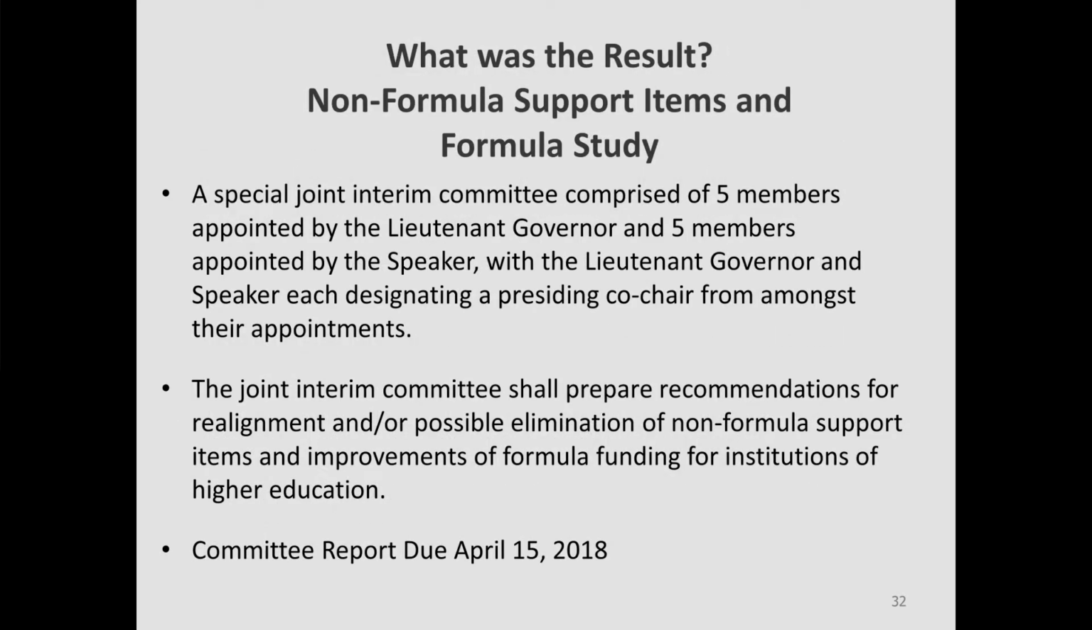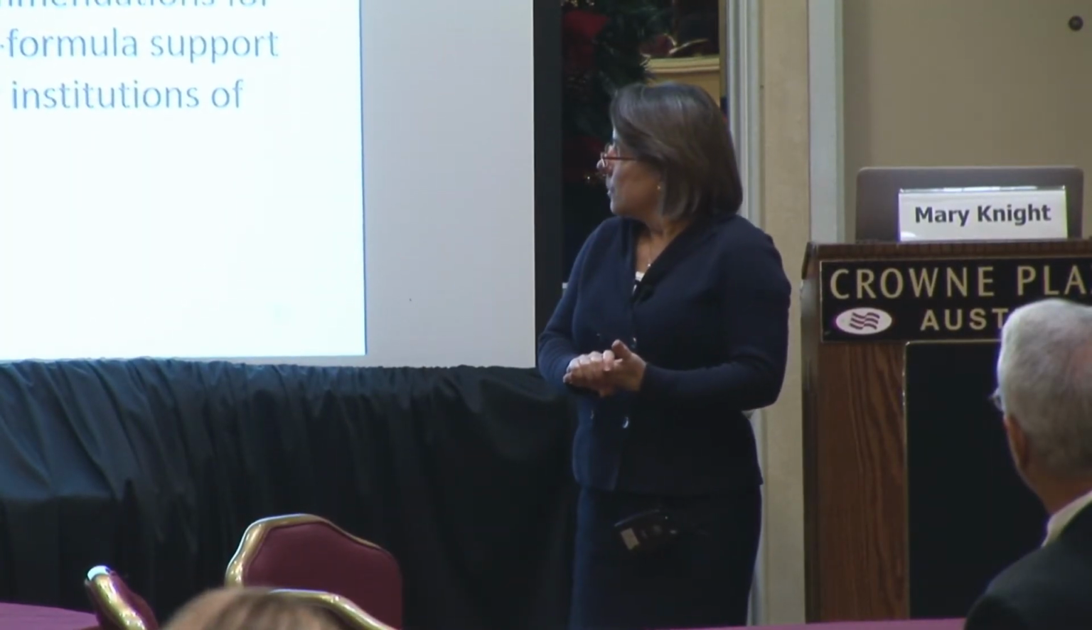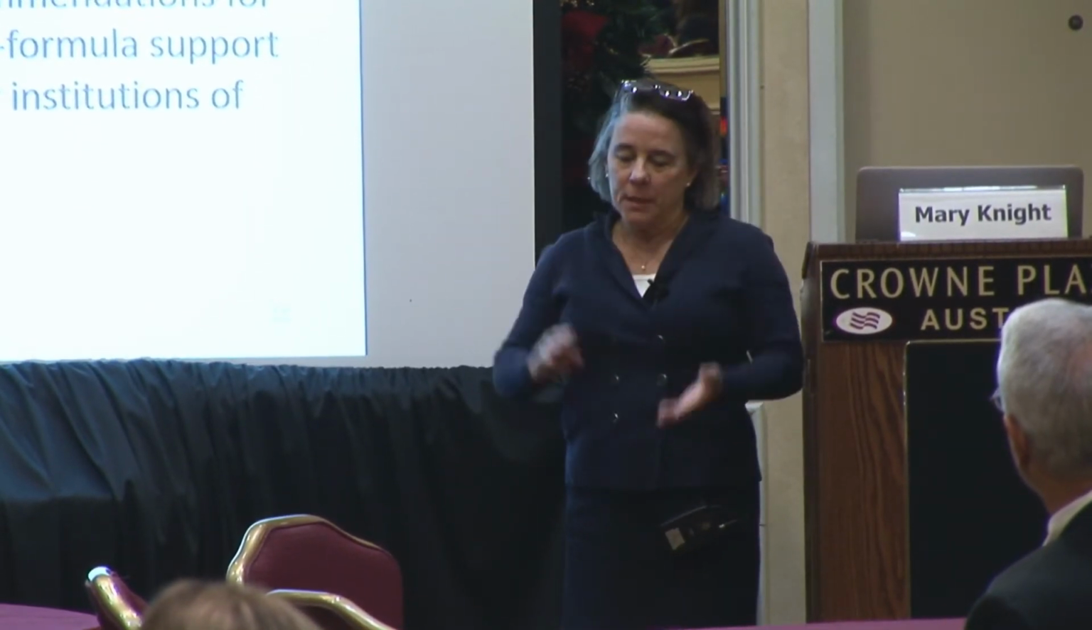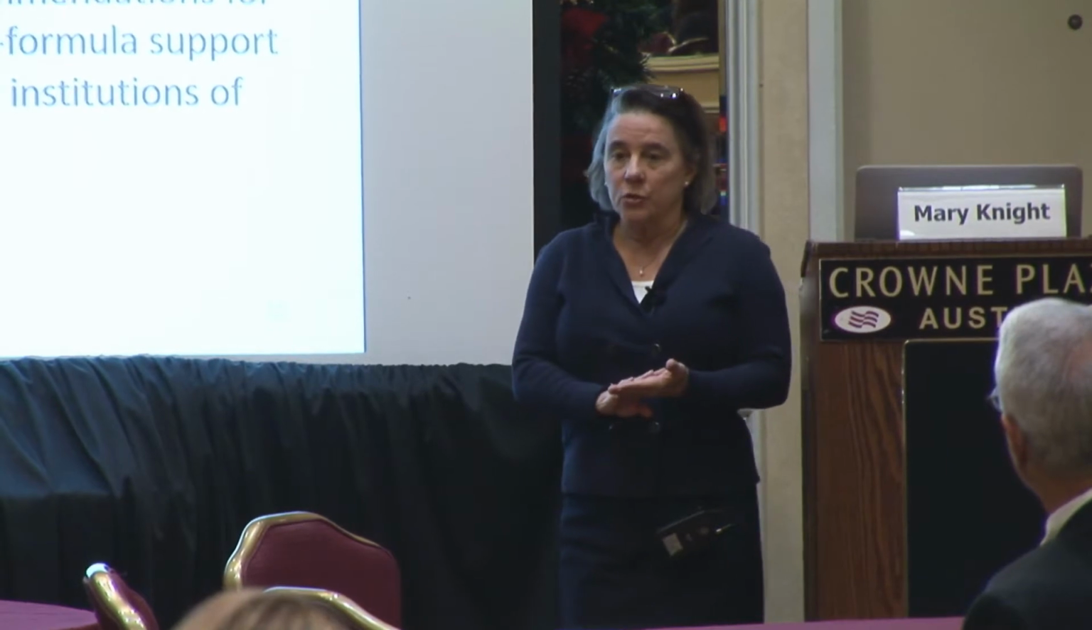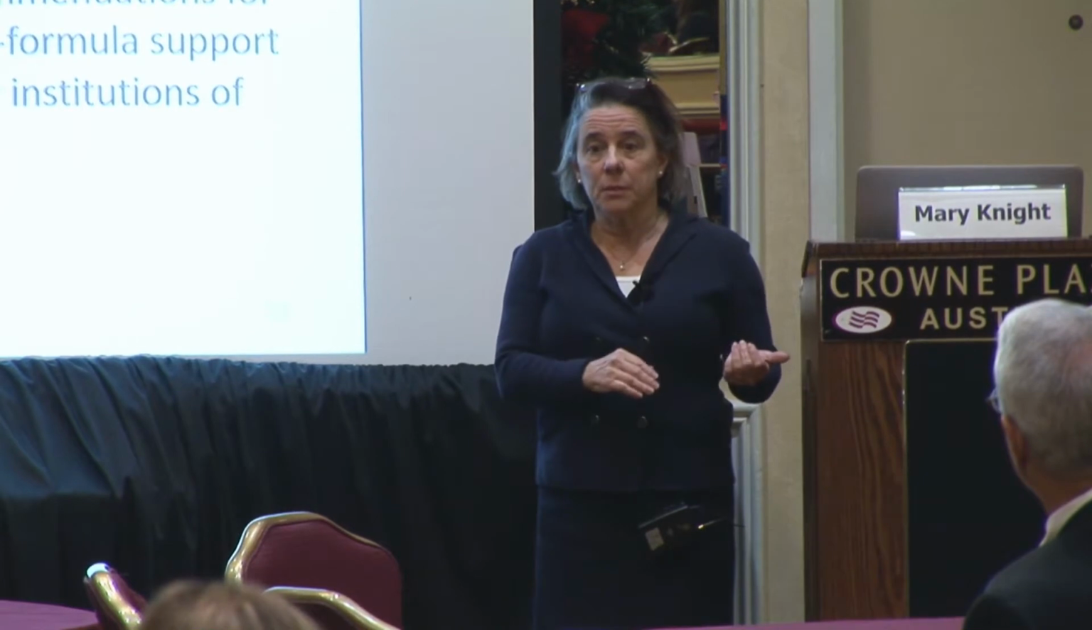So the result was that there was going to be a study of the formula and non-formula funding for higher education. And so a special joint interim committee is to be appointed. I believe on the lieutenant governor's side, the committee members have been identified, but not on the speaker's side. So we are waiting. But all of this is wrapped up in the fact that the legislature actually reduced funding for higher education, largely on the special items that I talked about earlier.